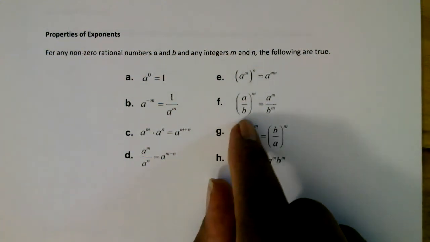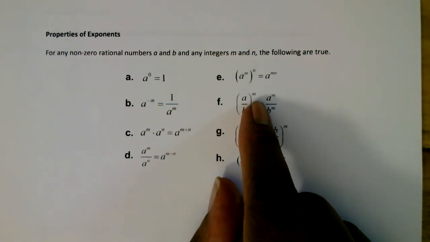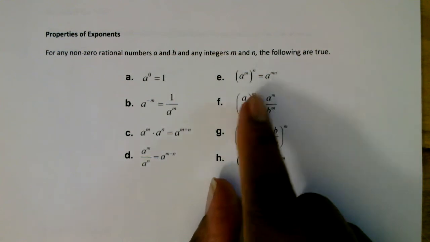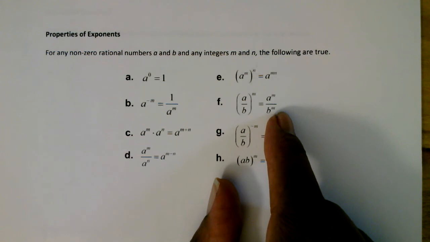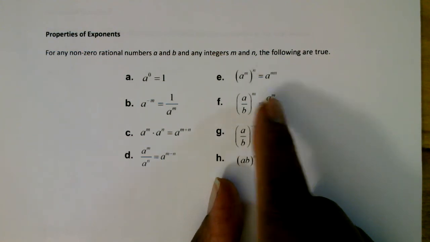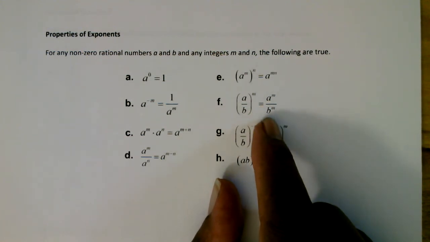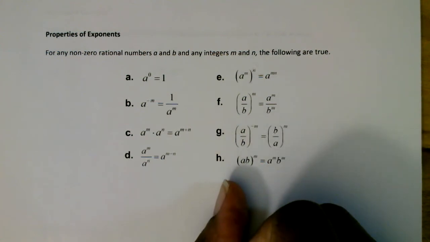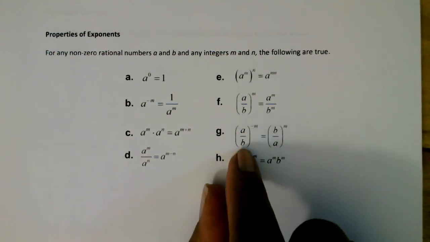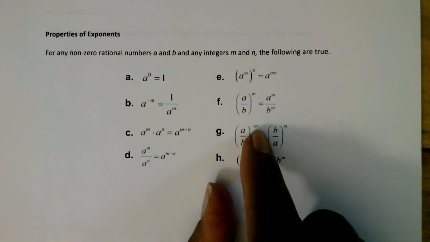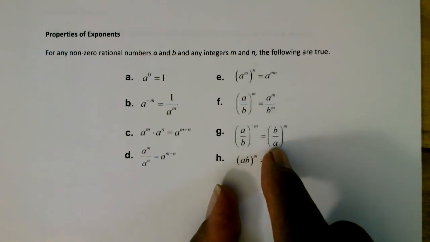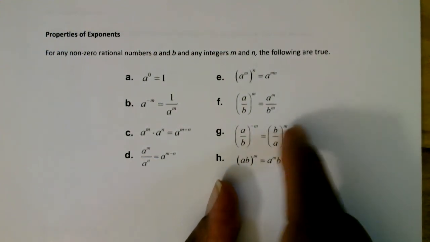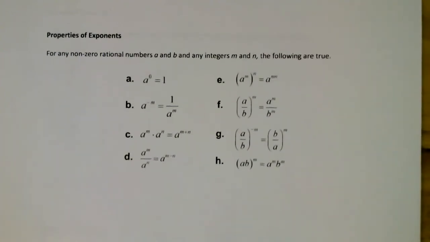And then part F, a over b raised to the m power. The numerator will be to the power of m, and the denominator will also be to the power of m. It'll be a to the m divided by b to the m. Now for G, you've got a over b raised to a negative m power. The way that works is we take the reciprocal of a over b, which would be b over a, and it'll be raised to the positive m power.